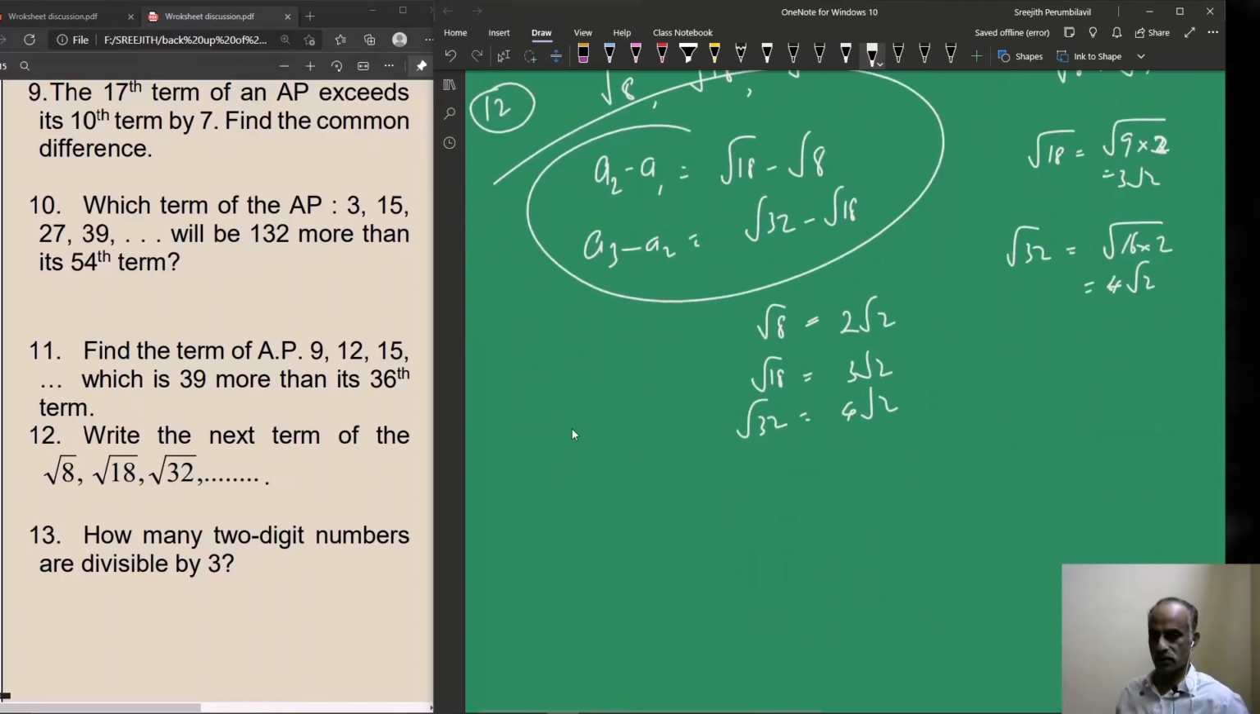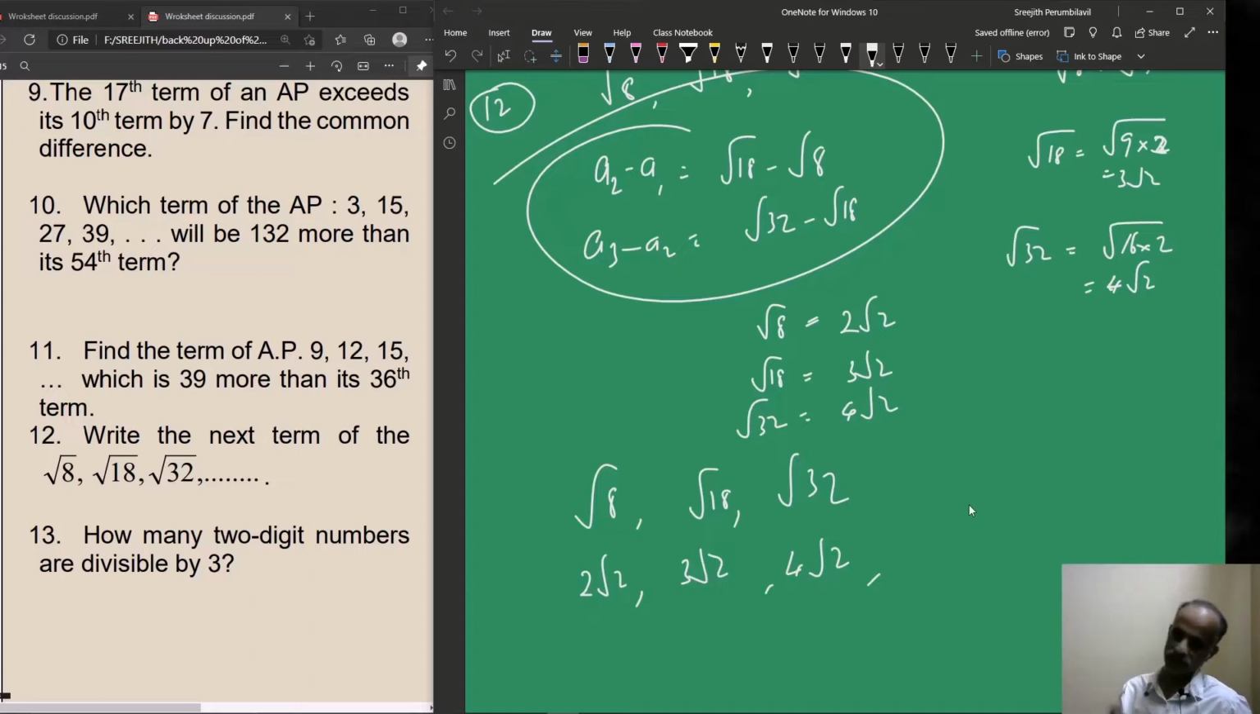So the terms root 8, root 18 and root 32 can be rewritten as 2 root 2, 3 root 2 and 4 root 2. What will be the next term? Obviously we know what is that? 5 root 2. If you want, then 6 root 2, it goes on.